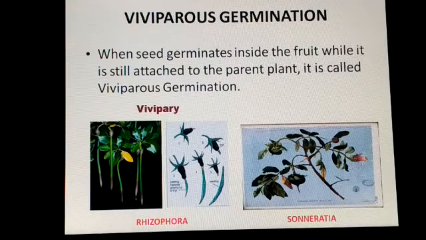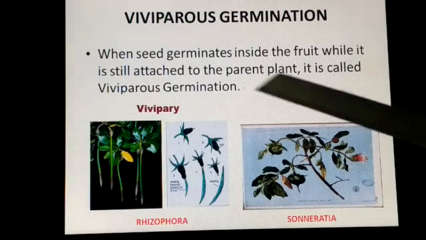Now let's move on to understand another kind of germination, that is viviparous germination. It is seen in few plants. Now let's understand what it is. When seed germinates inside the fruit while it is still attached to the parent plant, it is called viviparous germination. Now understand it very clearly.